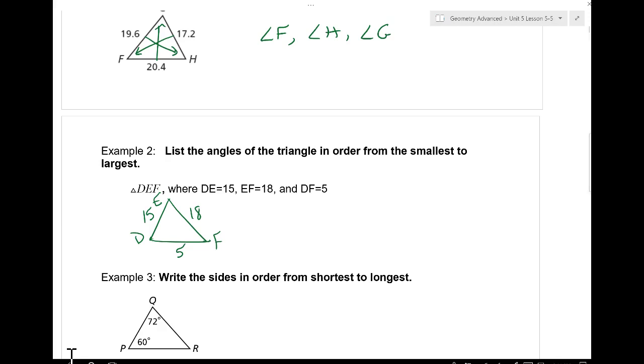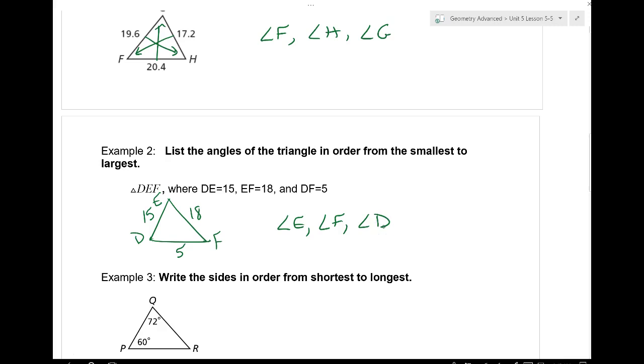That means I have to start with the baby bear side, right? So if that's the case, that's DF. Notice I didn't draw my triangle to scale, but I'm trusting my numbers. So if DF is the smallest, what's your smallest angle? Angle E, right? Well, what's our middle one? What's the mama bear one? DE, right? What's the middle-sized angle then? So it's going to be angle F. And then obviously you can leave your last angle on there.